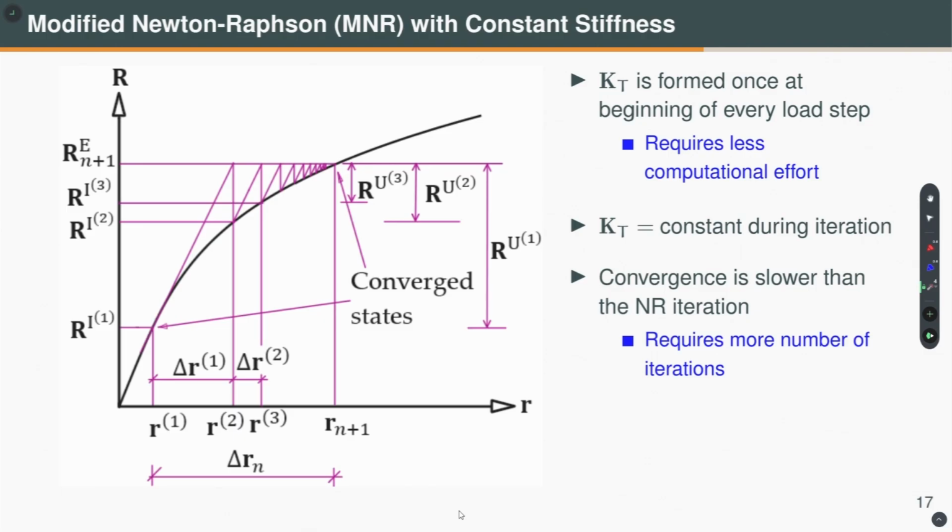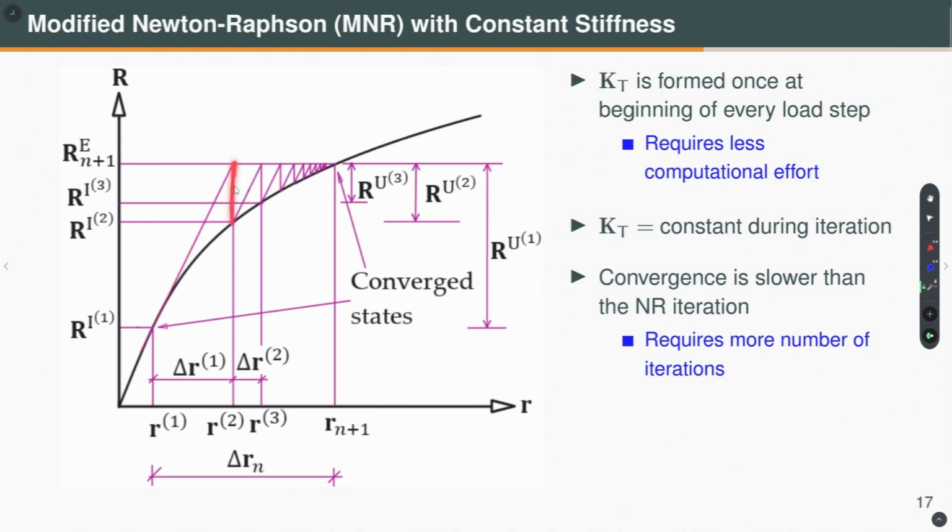Well, that is the idea of the modified Newton-Raphson iteration. There are two types of modified Newton-Raphson, one with constant stiffness and the other with initial stiffness. So, what is the constant stiffness iteration? Let us say we are here at equilibrium. Then I draw the tangent, and it brings me here.